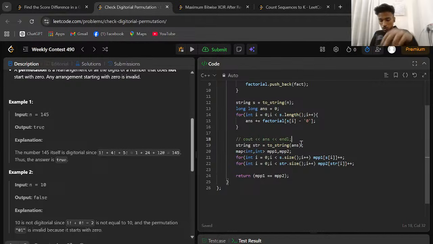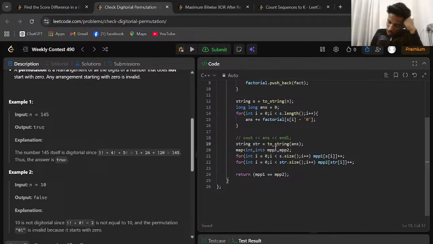Okay, so finally we are converting this answer also to a string, and we are creating the hash table, calculating the frequency of n, where n was the string s. See, to_string(n) is equal to s and to_string(ans) equal to str. So I am calculating the hash table of both of these and checking if mpp1 is equal to mpp2, then true, otherwise it is false.